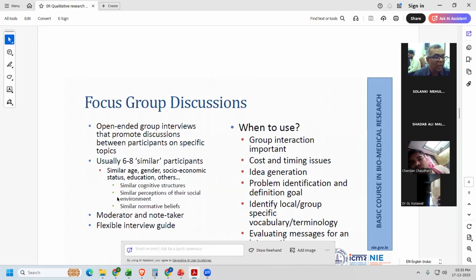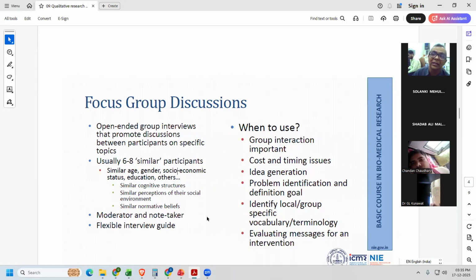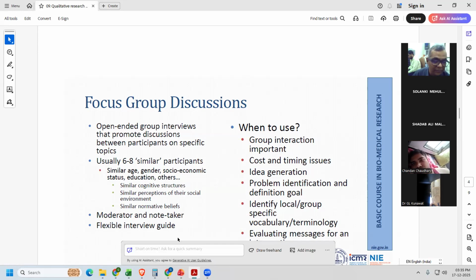Okay, so what do you require? You require a moderator and a note taker, and based on the discussion, you can go here and there in the interview guide. Now, in both the cases, if you don't have a note taker, you can record the interview and then transcribe. But here again, you have to take 2 consents. Number 1 is consent to record the interview. If they say no, then they can't be your participant. And secondly, consent for participation. Okay, so these 2 are required.